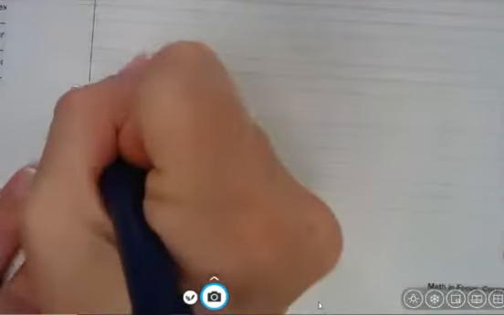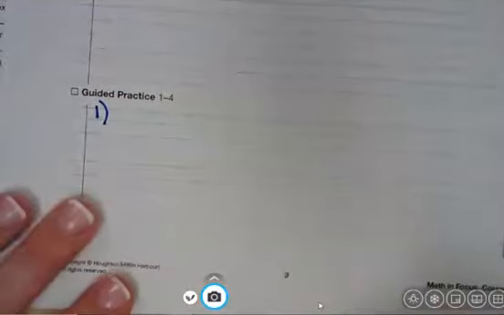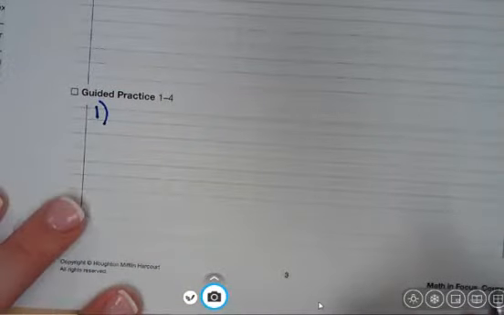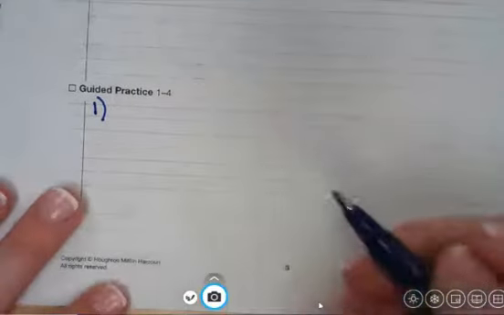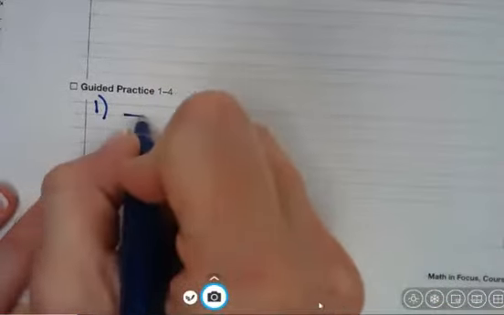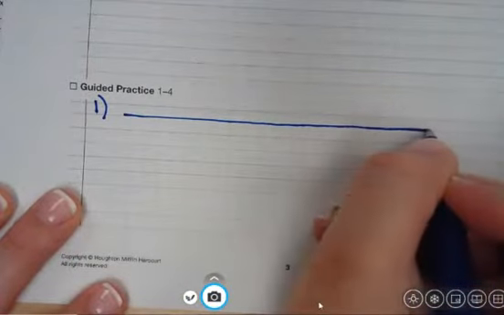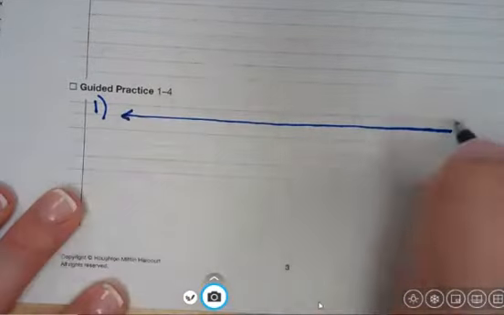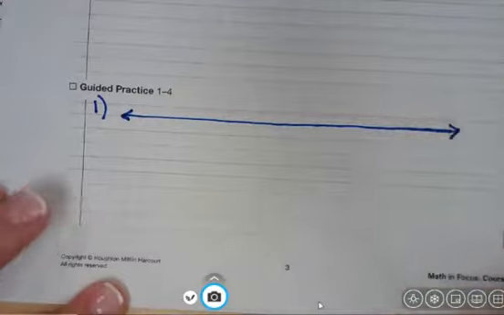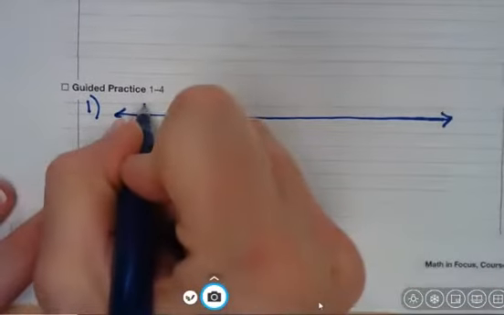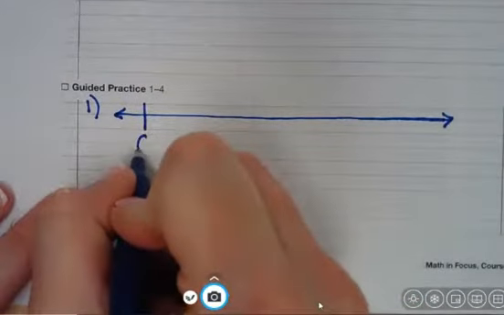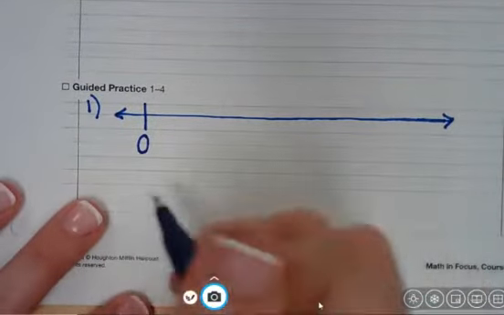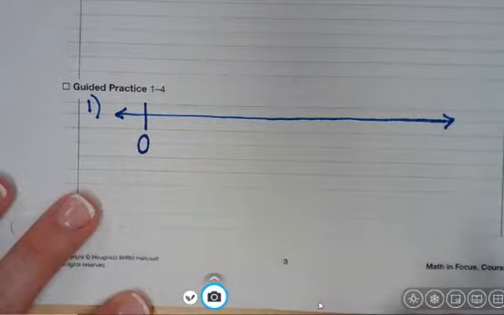Okay, so we're going to look at the first problem that we're going to do together. It is to write positive whole numbers on a horizontal number line that are less than 5. So our first job is to draw a horizontal number line. It doesn't have to be too long because it's just going to be positive whole numbers. So we know that our least number can be 0 because it's not positive nor negative. So that can be our stopping point on the left.